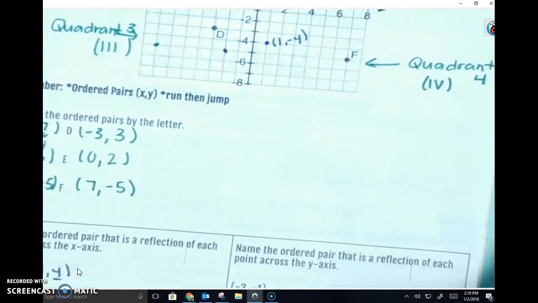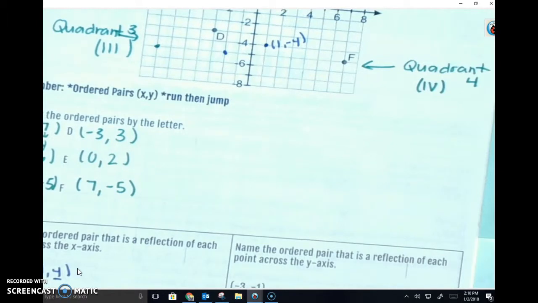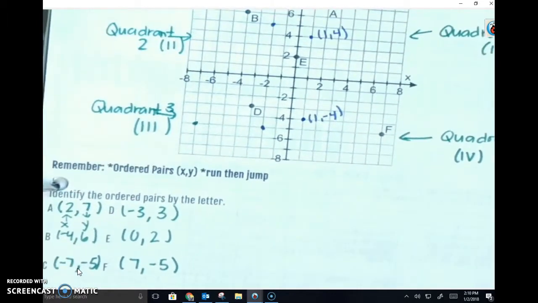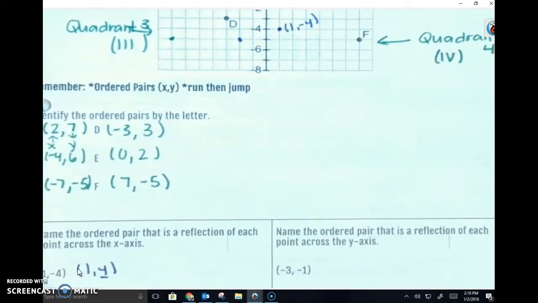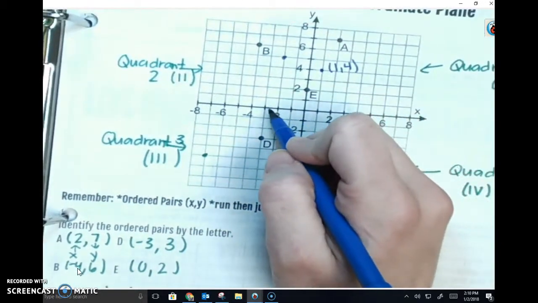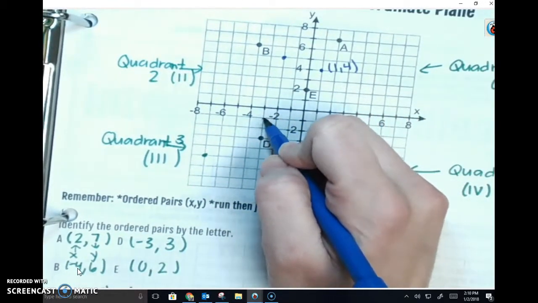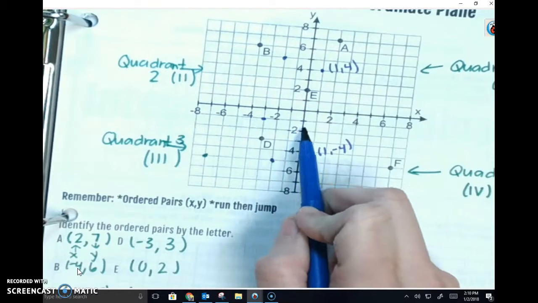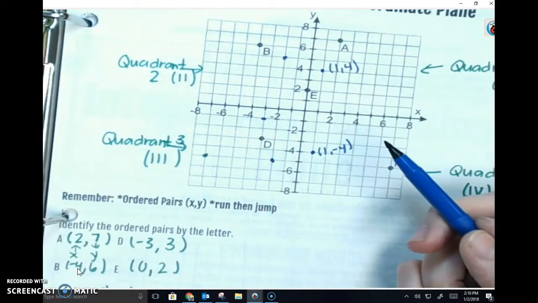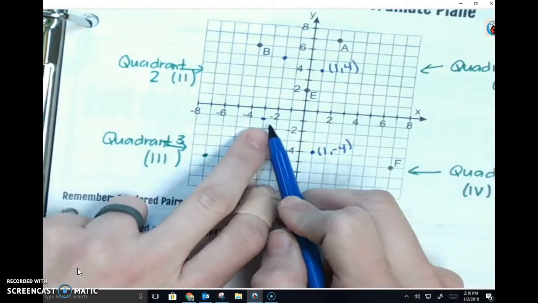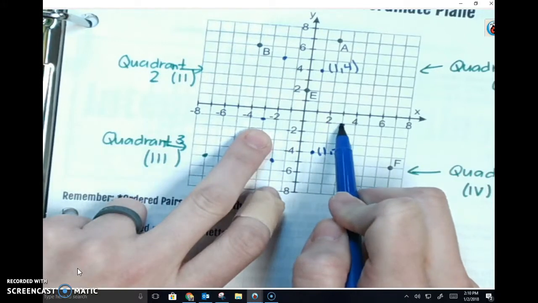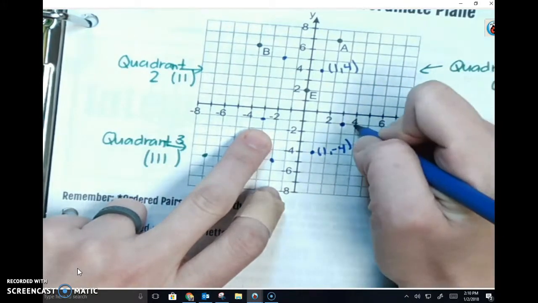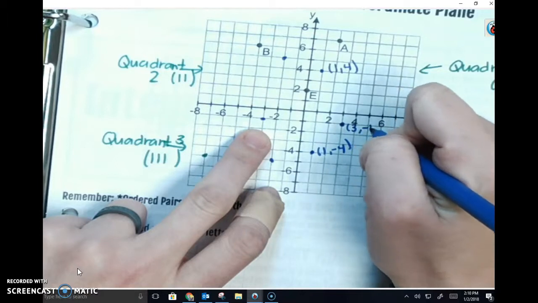So this time we're going to go across the y-axis. That means we're going to be folding it. So it's like if you put some paint on there and you folded it, you'd see the reflection when you came back across. Our first one is -3, -1. So we have -3, negative 1. And this time we're going across this way. So we're going to go 3 spaces that way, which leaves us right there. So that leaves us at 3, negative 1.